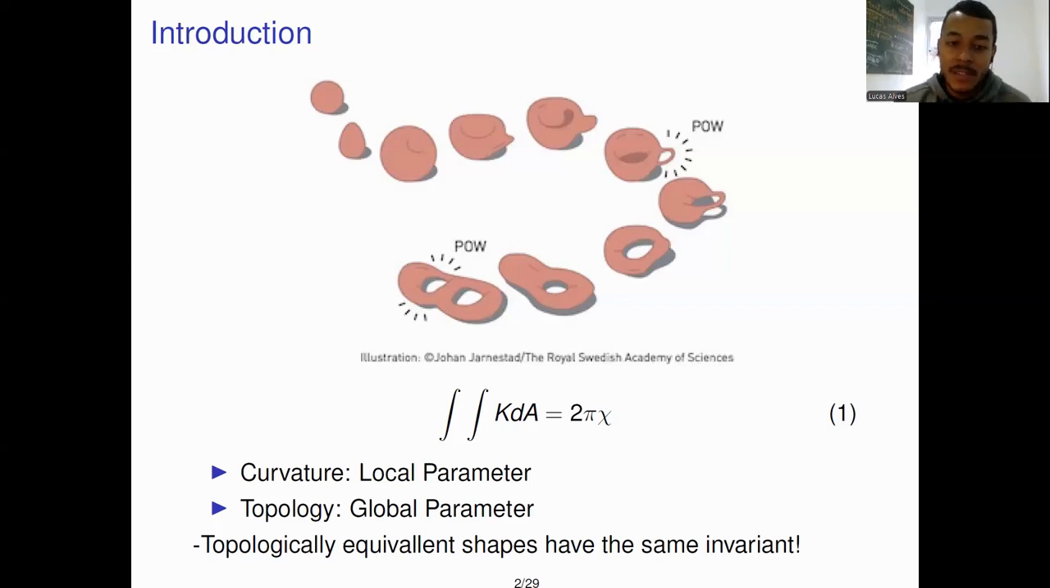So we can make little changes in those shapes that will affect locally the curvature without changing the global parameter that is described by the topological invariant. And we can continue to deform the shape until we make another hole at some point. And this new shape will have another topological invariant, because for each hole that we make in the shape, we are changing this Euler characteristic.